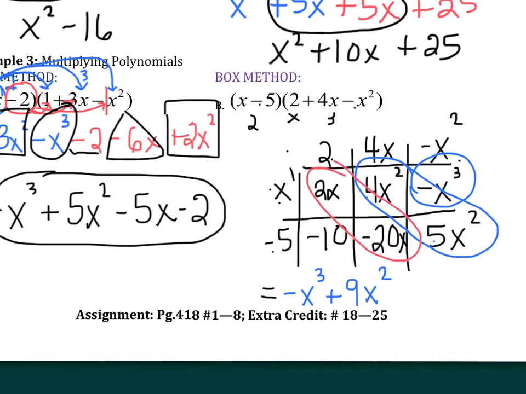These x's we can put together. 2 minus 20, or negative 20 plus 2, is negative 18x. And last we have the minus 10. So that's the final answer. It does not matter to me if you do the FOIL way or the box method way. As long as you can do the problems, that's fine. Good luck.